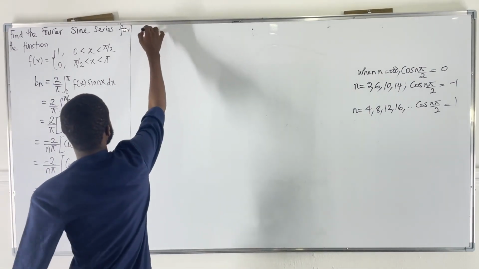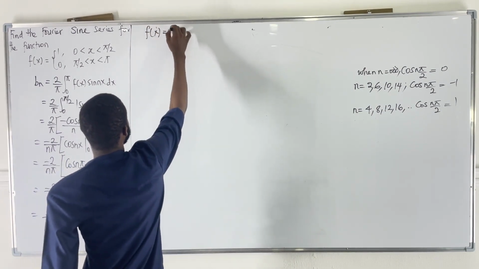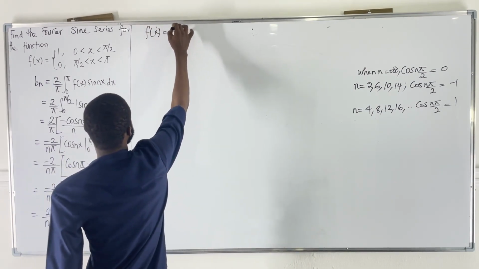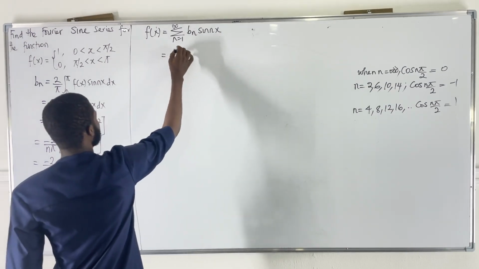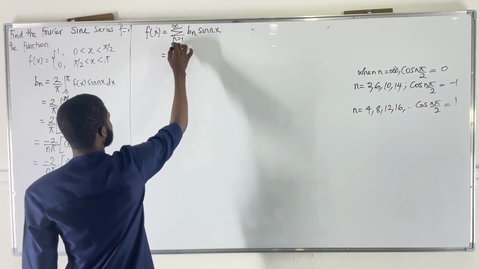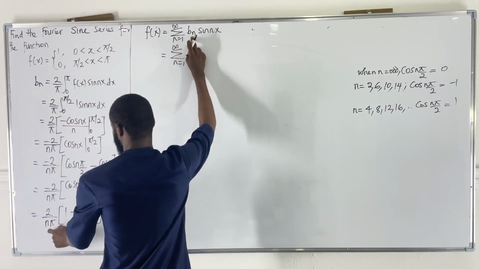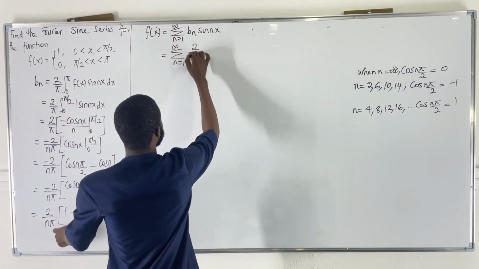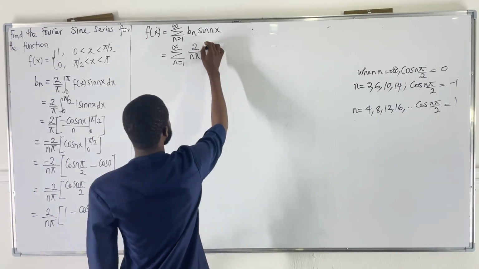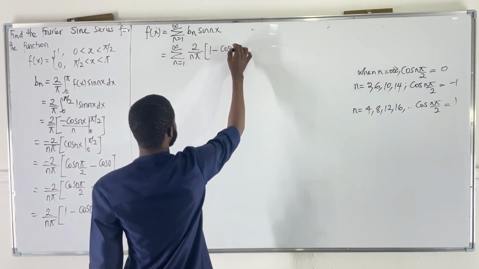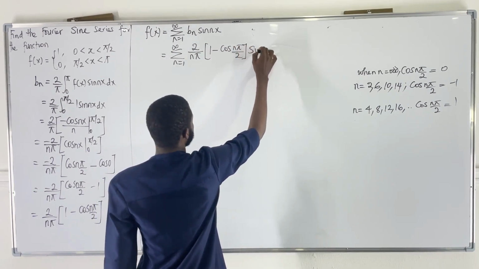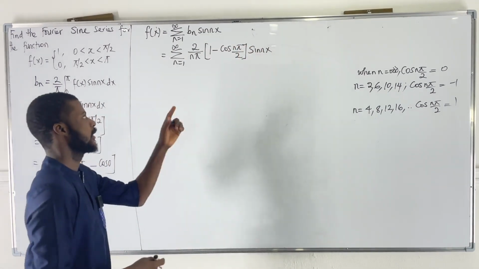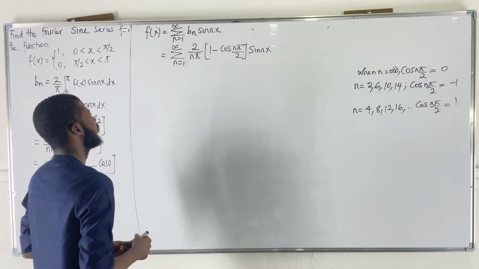Now the Fourier series f of x will then become the sum from n equal to 1 to infinity of b sub n sine nx. So this will be the sum from n equal to 1 to infinity. B sub n is this value here, 2 over n pi into 1 minus cos n pi over 2, and then sine nx. So this is what our Fourier series would be.